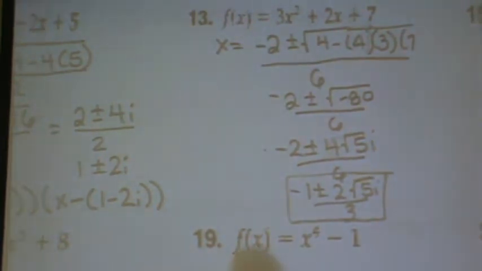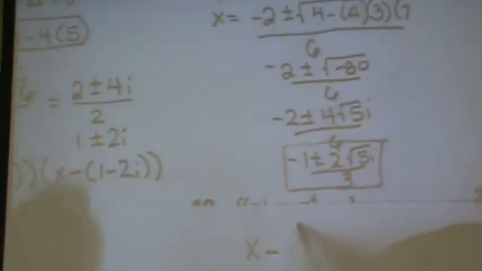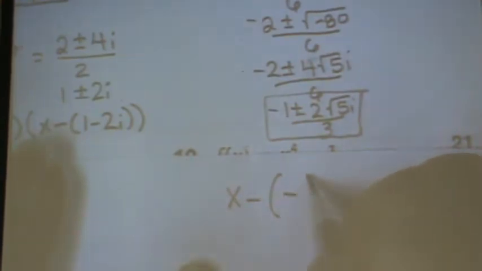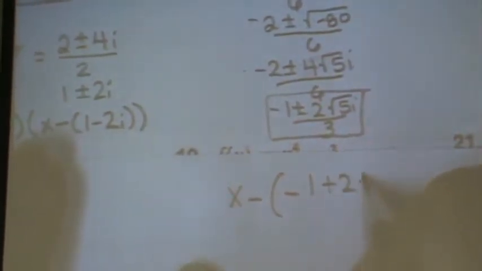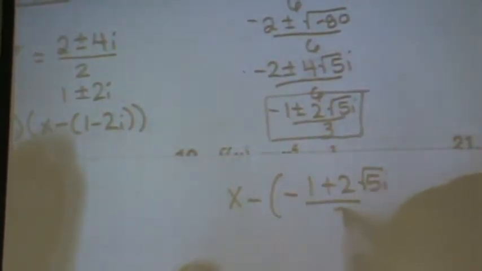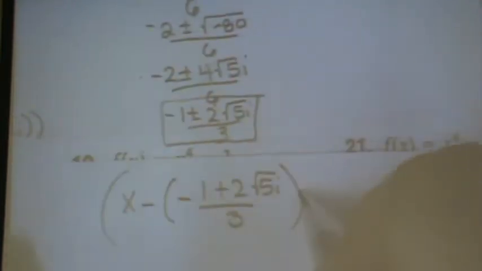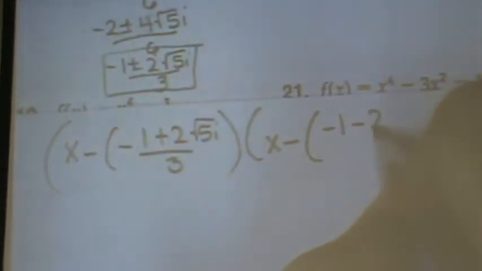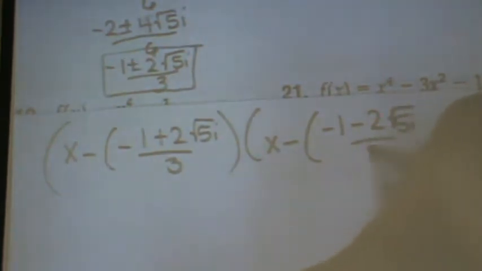So to write this in factored form as a product of linear factors, you would write, for this one, x minus negative 1 plus 2 root 5i over 3, and then x minus negative 1 minus 2 root 5i over 3.